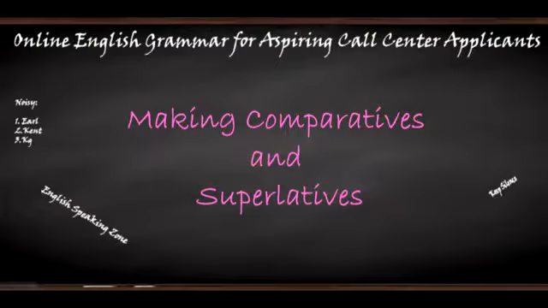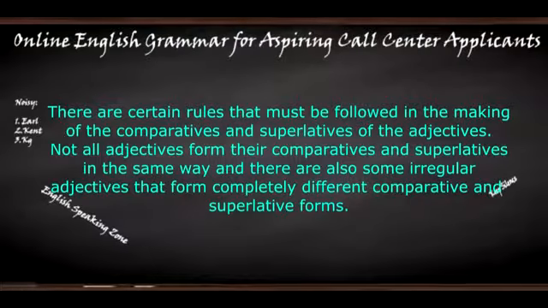Making comparatives and superlatives. There are certain rules that must be followed in making the comparatives and superlatives of the adjective. Not all adjectives form their comparatives and superlatives in the same way, and there are also some irregular adjectives that form completely different comparative and superlative forms. These are the examples in which we use ER to make the comparative and EST to make the superlative.